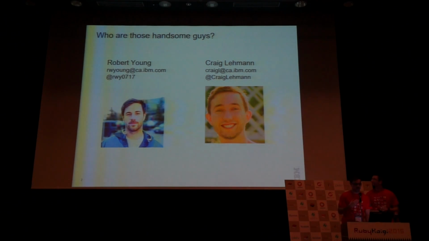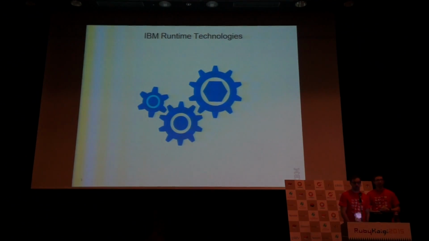So I'm Robert Young, and this incredibly handsome man beside me is Craig Lehmann, and we're two software developers from Ottawa, Canada. We're members of the IBM Runtime Technologies organization. It's an international team, and it's responsible for all of the different language runtime offerings that we make available as IBM to our clients. Our Ottawa lab in particular is known for our work on the J9 Java virtual machine.